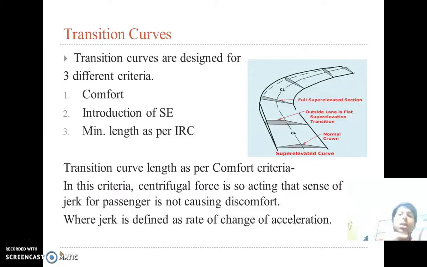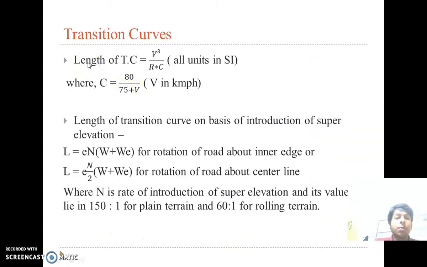So we are just providing the gradual introduction of centrifugal force so that the passenger will not feel the sudden jerk, sudden force. Otherwise, there is a discomfort feeling in the passenger. So in this case, centrifugal force is acting such that the jerk for the passenger is not causing discomfort, where jerk is defined as the rate of change of acceleration. Now, we can derive that the change in acceleration is equal to v upon t.